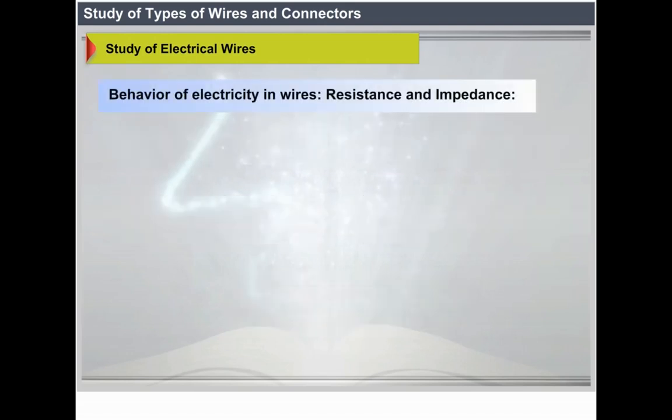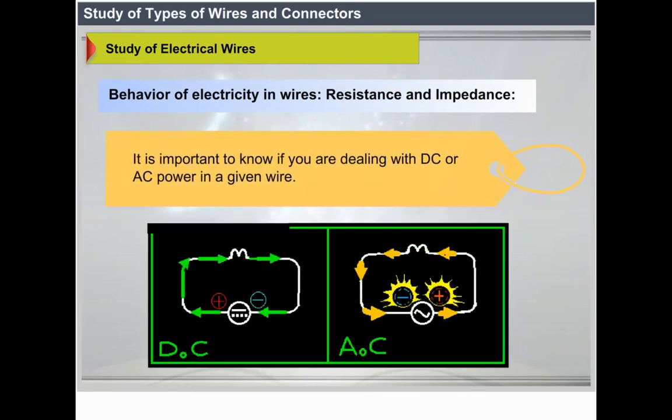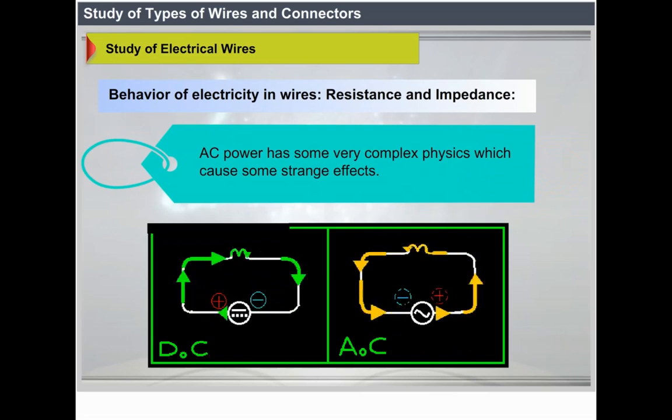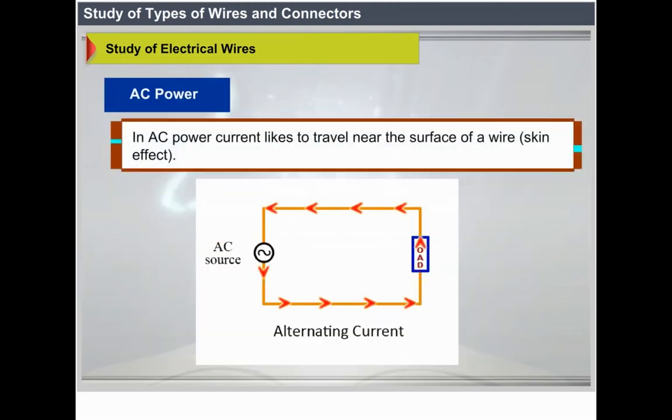Behavior of electricity in wires, resistance and impedance. It is important to know if you are dealing with DC or AC power in a given wire. AC power has some very complex physics which causes some strange effects. AC power. AC power current tends to travel near the surface of a wire. Skin effect.